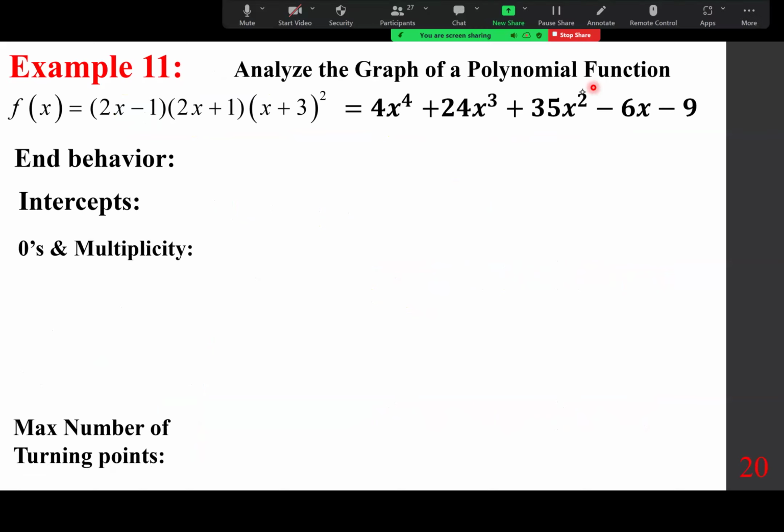Analyze the graph of a polynomial function where f of x is given as 2x minus 1 times 2x plus 1 times x plus 3 squared. And if you multiply them through, you get 4x to the power of 4 plus 24x cubed plus 35x squared minus 6x minus 9. When we say analyze, that means discuss the end behavior, intercepts, zeros and multiplicity, maximum number of turning points. Let's do that. And then we can easily graph. Starting with the end behavior.